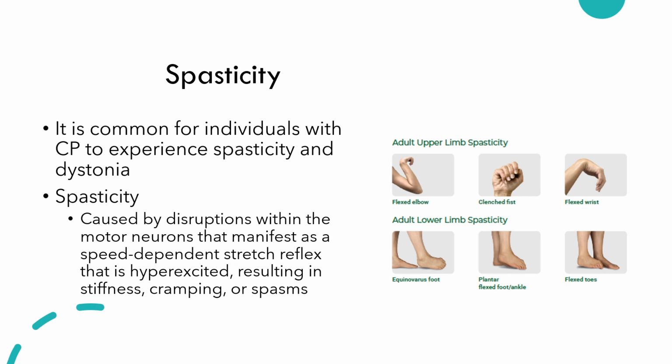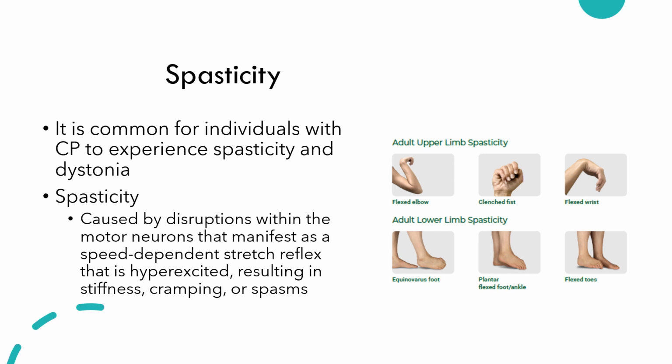As far as treatment and management, the management of spasticity in CP involves a multidisciplinary approach, including physical therapy, occupational therapy, medications, orthotics, and sometimes surgical interventions. Physical and occupational therapy aim to improve range of motion, flexibility, strength, and functional abilities. Medications such as muscle relaxants or botulinum toxin injections, or Botox, may be used to reduce muscle tone and spasticity. Orthotics such as braces or splints can assist with maintaining proper alignment and improving functional mobility.